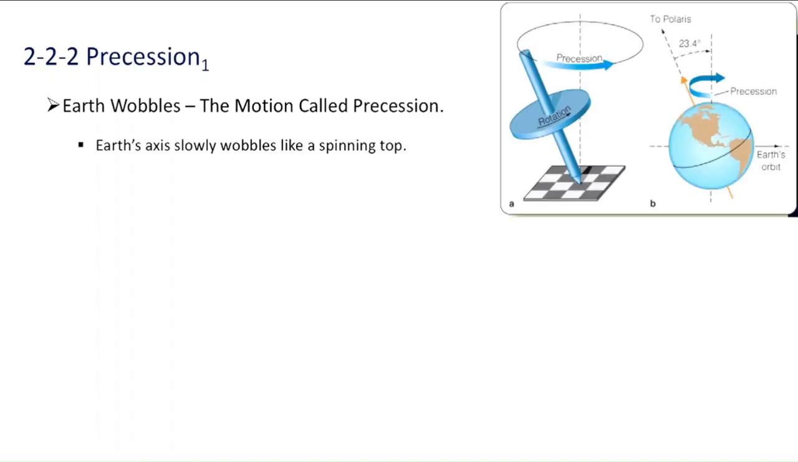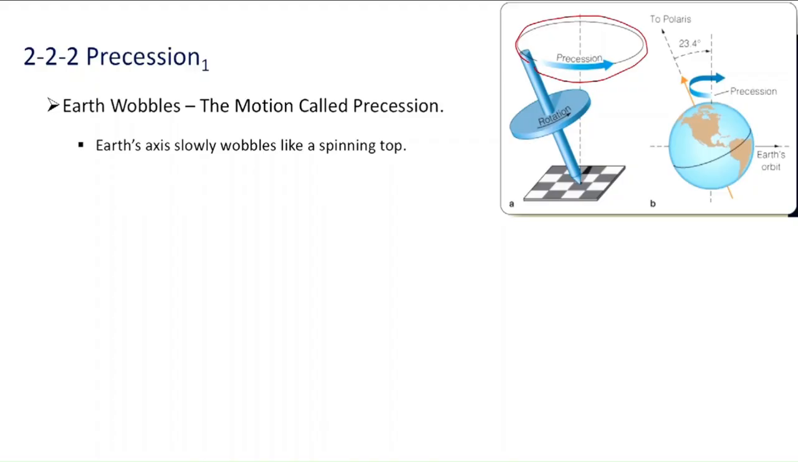Now let's explore something subtle but powerful. Precession. It's a slow wobble in Earth's spin, and it affects what we see in the sky over thousands of years. Have you ever played with a spinning top? It spins fast, but its axis slowly traces a circle. So Earth does something similar. That slow wobble is called precession.